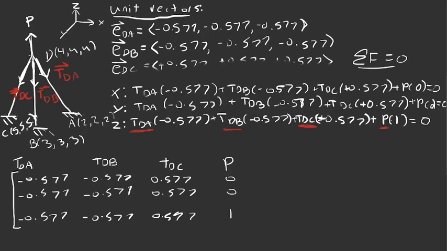So this is going to be our matrix, right? And you'll notice that each row is basically just a row of these equations. TDA times negative 0.577, TDB times negative blah, blah, blah, P times 0, and then this last part right here is important. It's all equal to 0, right? And so we are actually going to want to include this last part of the equation in the matrix. Set it all equal to 0. And so that's how we're going to want to set everything up.